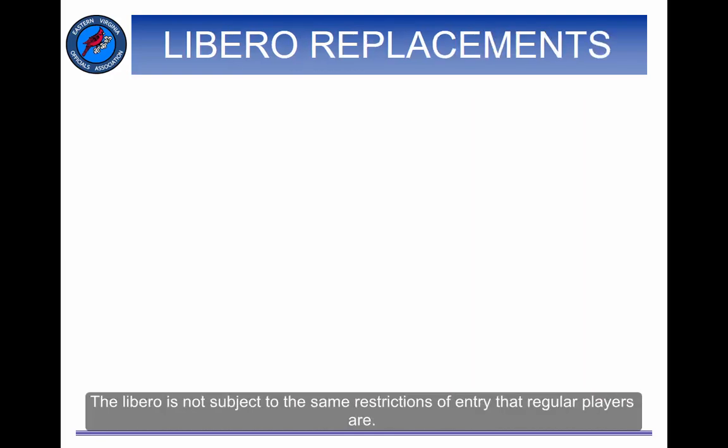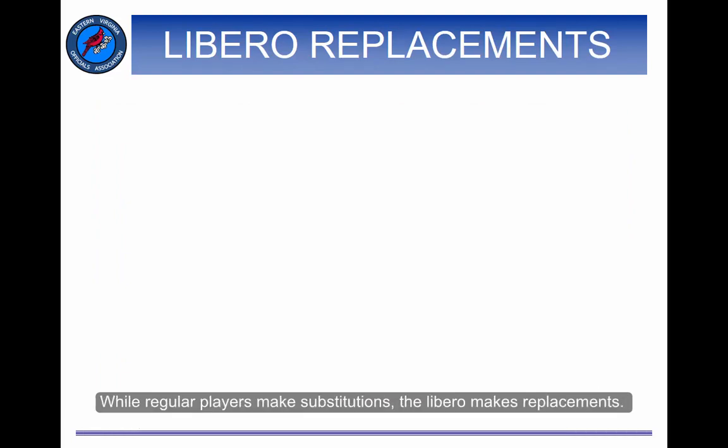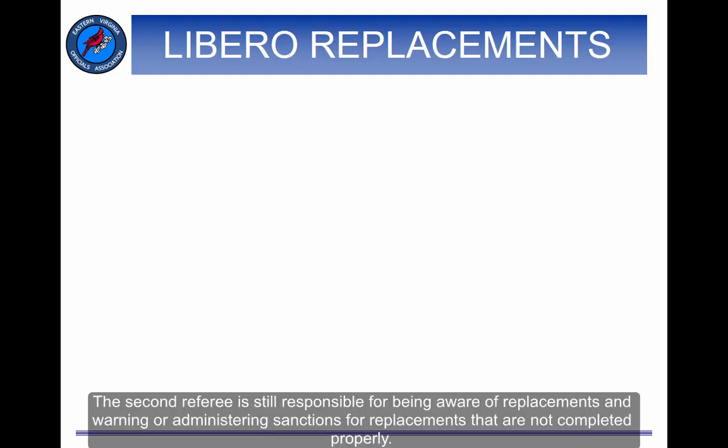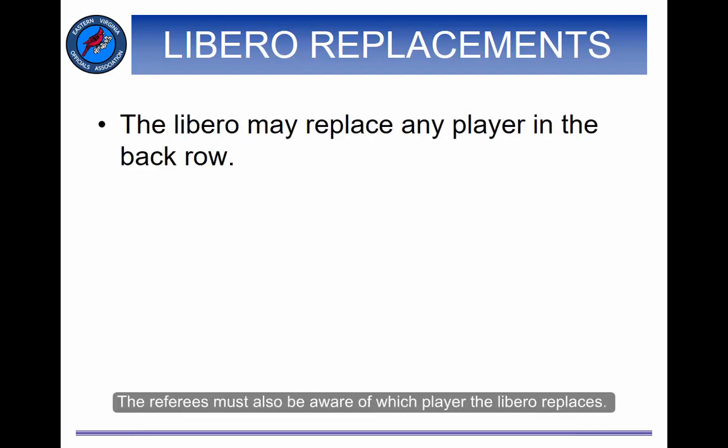The libero is not subject to the same restrictions of entry that regular players are. While regular players make substitutions, the libero makes replacements. Substitutions are authorized by a whistle from the second referee. Replacements, however, may happen during a dead ball without the referee's whistle. The second referee is still responsible for being aware of replacements and warning or administering sanctions for replacements that are not completed properly. The referees also must be aware of which player the libero replaces.